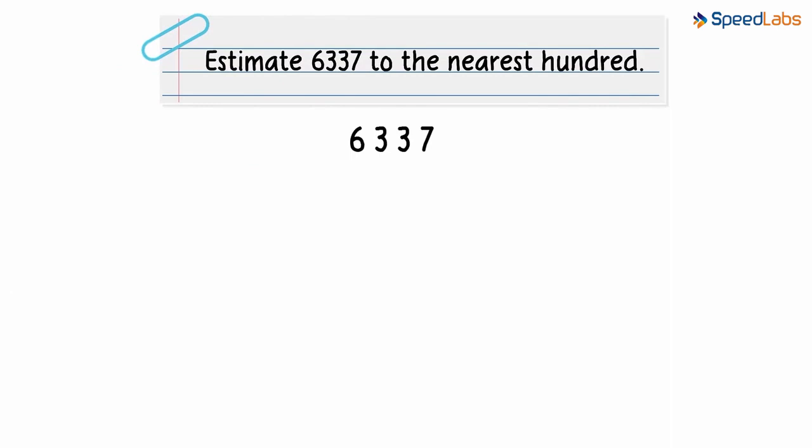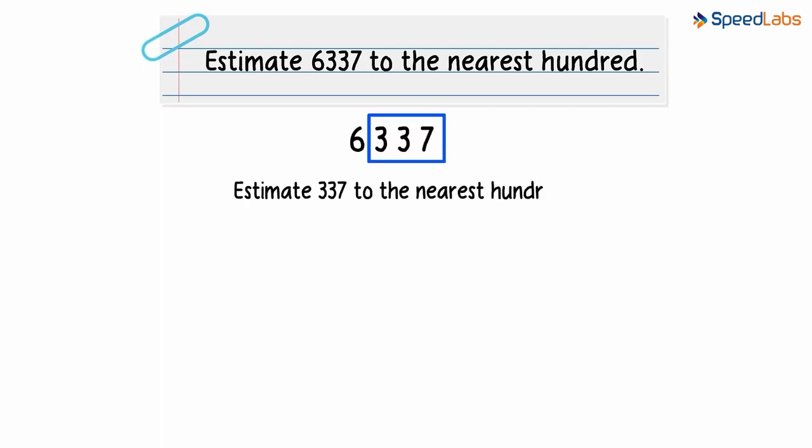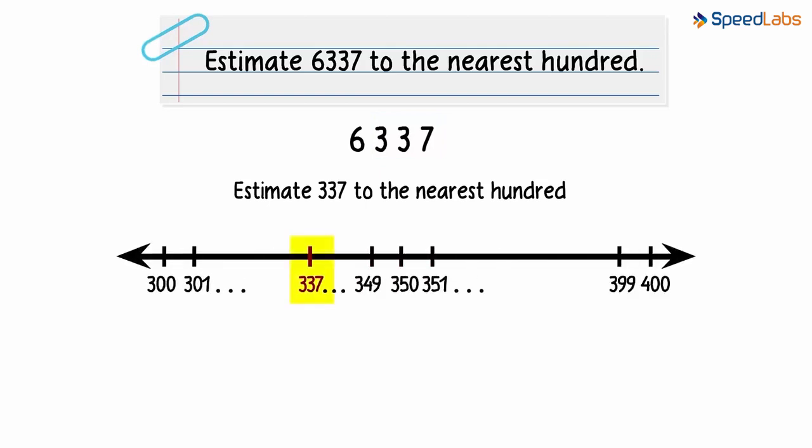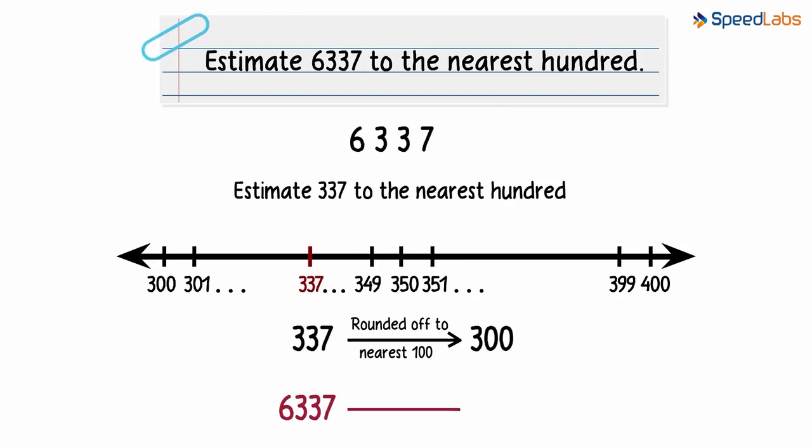All we need to do is estimate 337 to the nearest 100. Let's see how it works. As we know, 337 lies between 300 and 400. And clearly, it is nearer to 300. Therefore, we will round it down to 300. And now we can say that 6,337 rounded off to the nearest 100 is 6,300. So all we did was take the number up to the hundreds place and round it off to the nearest 100. And the thousands digit was untouched. That's how we got 6,300 as our answer.